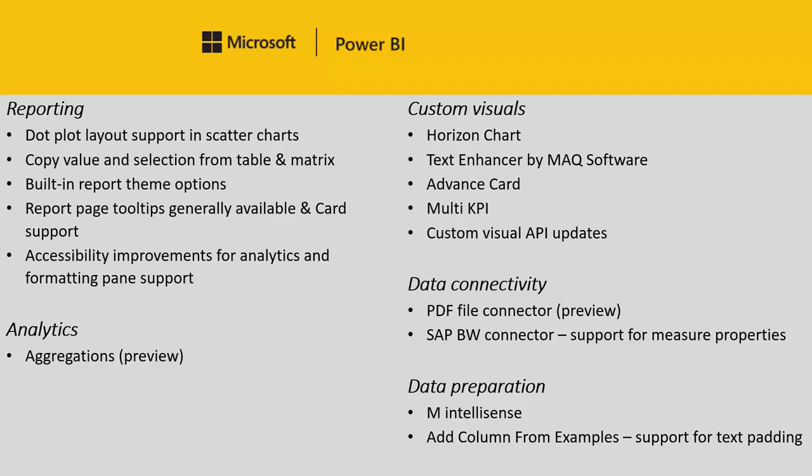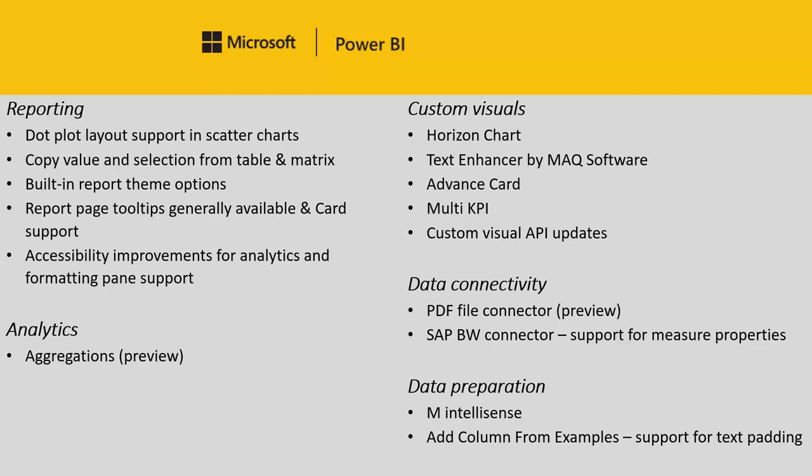Now let's jump into our next section, which is data connectivity. In the data connectivity section, we have two updates for you. One is in preview mode, which is the PDF file connector. We've heard a lot from the community asking about it, so now it's your chance to go try it out. In order to try out this feature, you'll need to enable it in the Options dialog of Desktop.